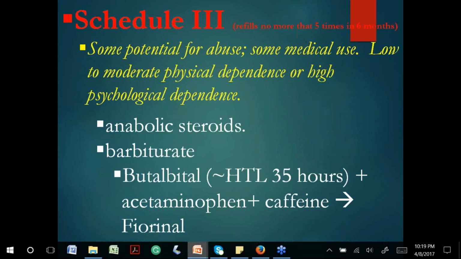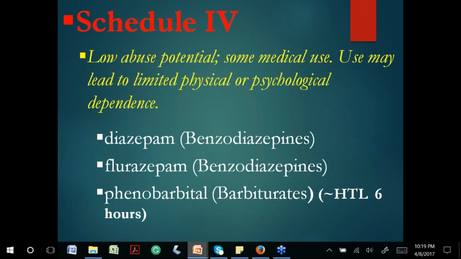Schedule 3 does have refills, yes, but no more than 5 times in 6 months. For example, anabolic steroids and HRT, hormone replacement therapy, such as injections of estrogen, or testosterone in cases of hypogonadism, etc. Barbiturates are actually hypnotics, and they have refills, yes, but no more than 5 in 6 months.